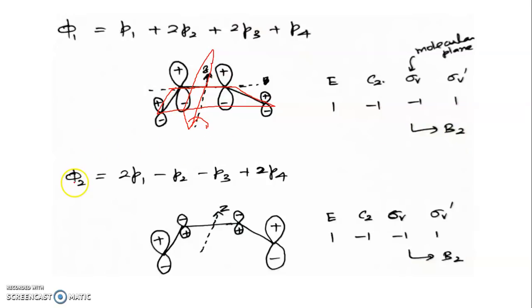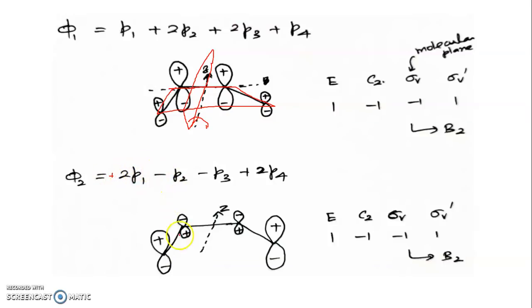Then I'll take the function Phi2. The function has 2p1 minus p2 minus p3 plus 2p4. I have told you P2 and P3 size is small, P1 and P4 size is large because they are multiplied by some coefficients, right? So size of the two orbitals will be large. Then see between the first P1 and P2 sign changes, right? This is positive, this is negative.